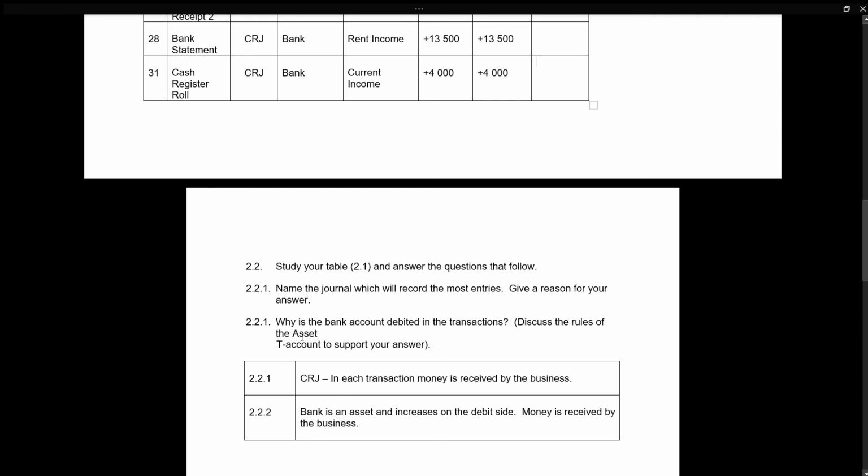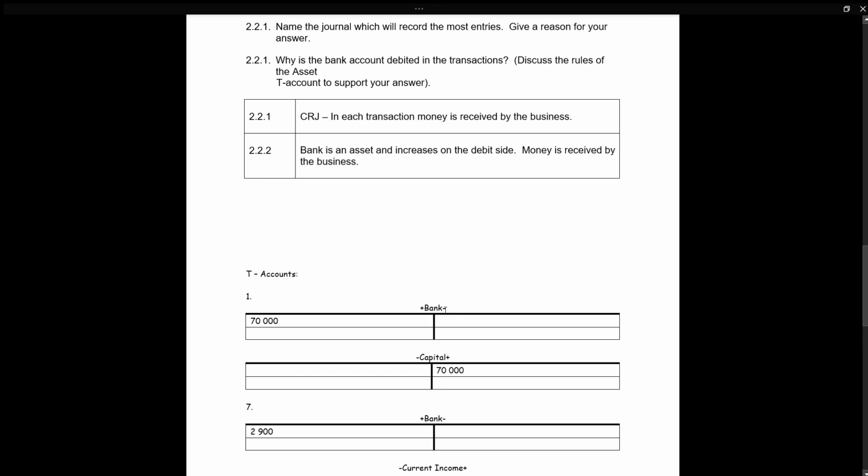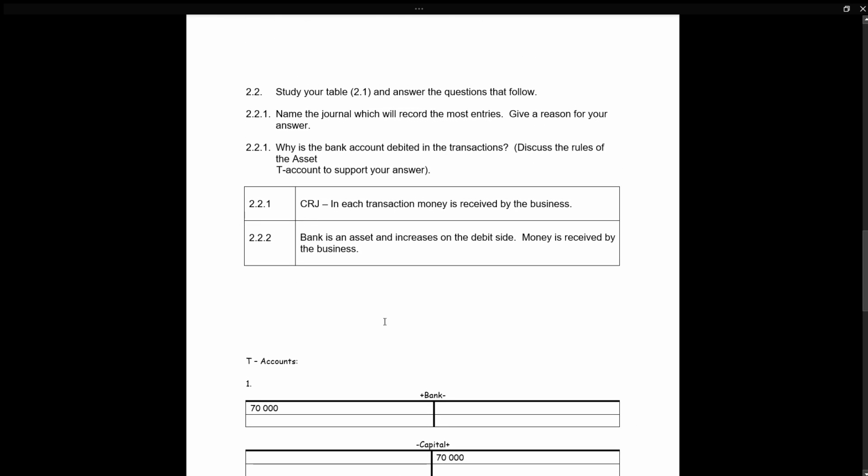Right, so why is the bank account debited in the transactions? Discuss the rules of the assets, the T account, to support your answer. So like I've shown you here in the bottom, bank is an asset account, and the signs for assets is plus, minus. So when you receive money, your bank will increase in the debit side, and that is why your bank account is being debited. Right, so bank is an asset and increases in the debit side. Money is received by the business.